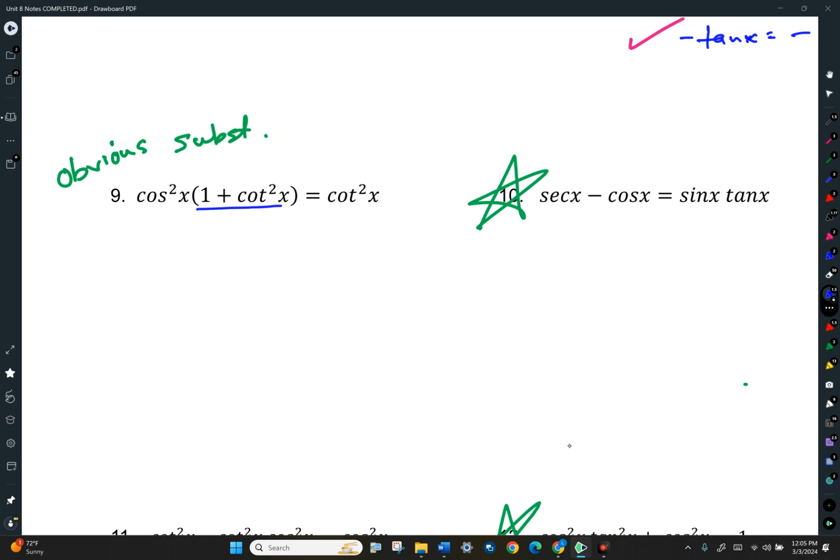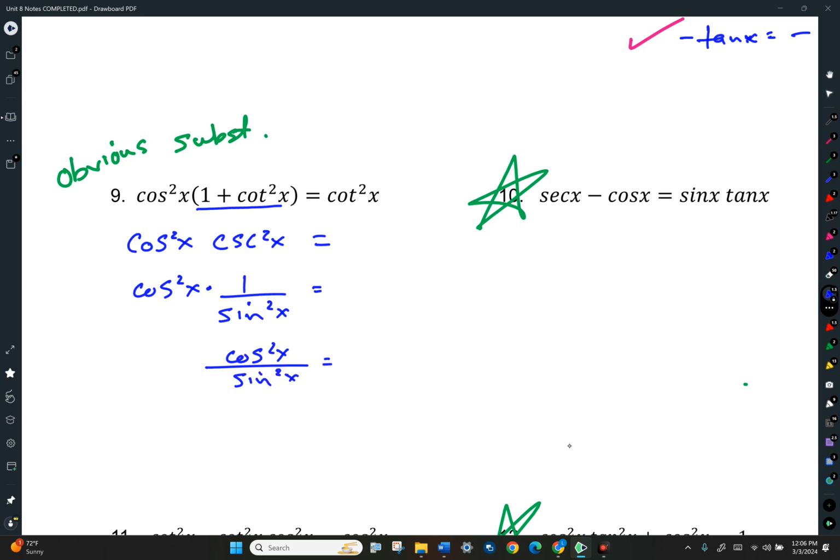So I've got cosine squared for my first term. I'm going to turn that entire parenthesis into cosecant squared. Okay. How is this going to equal cotangent squared? If you're not sure, change everything to sine and cosine. So I'm going to leave the cosine squared. Turn that cosecant squared into 1 over sine squared. And because this is multiplication, don't you multiply straight across? And so if I multiply straight across, I'm going to have cosine squared over sine squared.